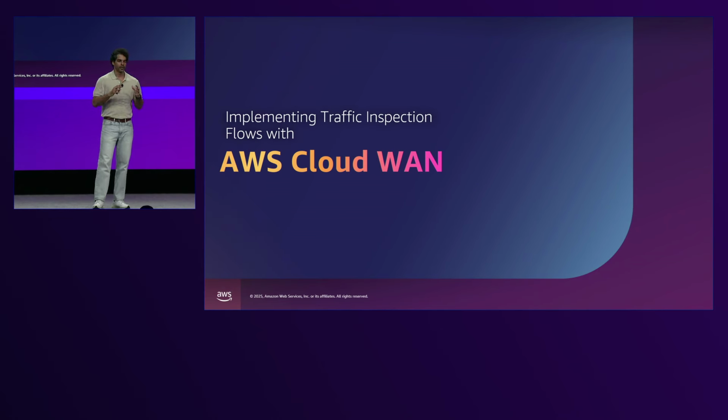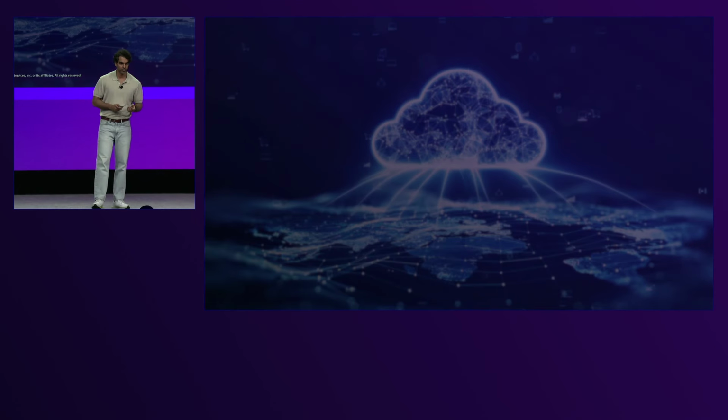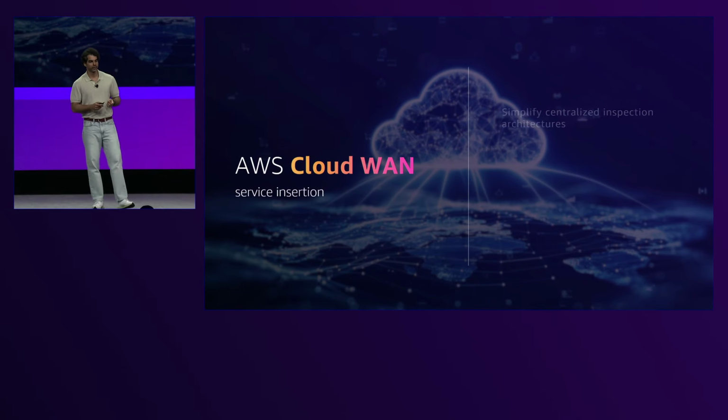All right, so we saw the different traffic inspection flows and how you can use that with a centralized inspection VPC. I want to talk about how you implement this with AWS Cloud WAN. Now, AWS Cloud WAN makes this really simple through a feature called service insertion.